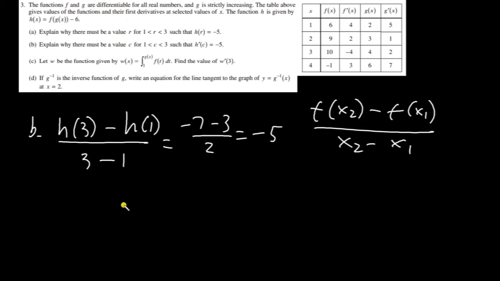So what you'd say now, I'm not going to write it out again, is that since h is continuous and differentiable, by the mean value theorem, there exists some value c between 1 and 3 such that h prime of c equals negative 5. And you're going to want to show this work too, because this is a 2-point question. 1 point comes from finding the average slope and showing that it's equal to negative 5. And the second point for your explanation using the mean value theorem.